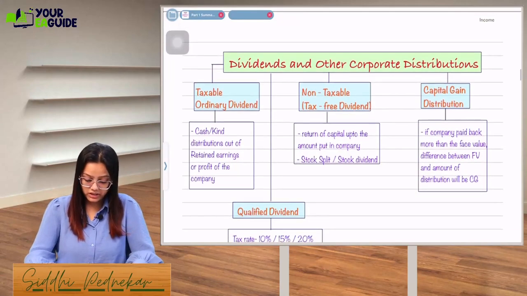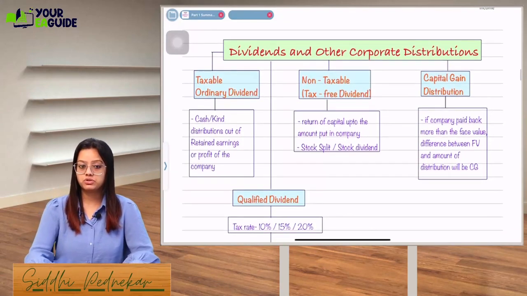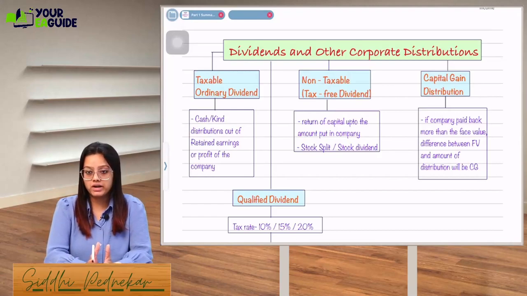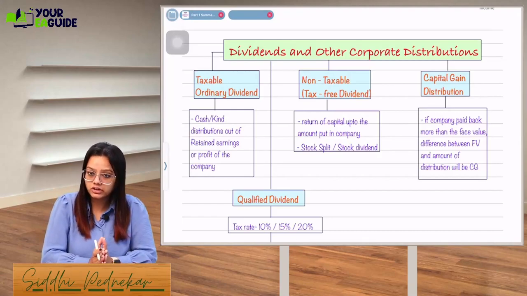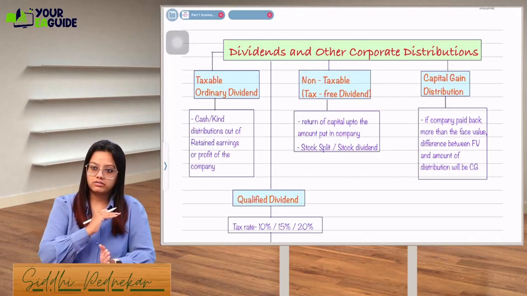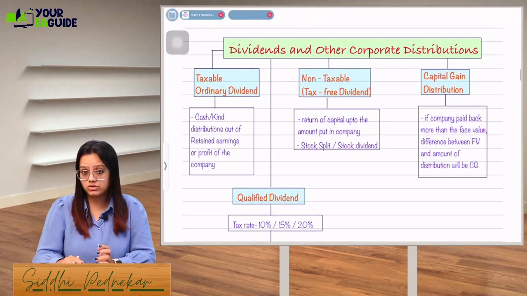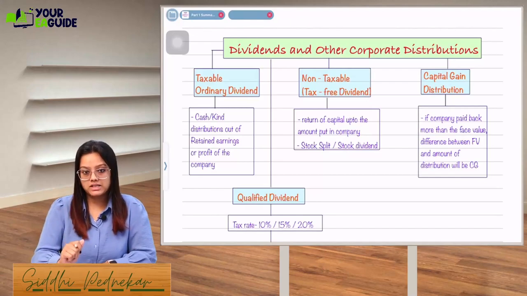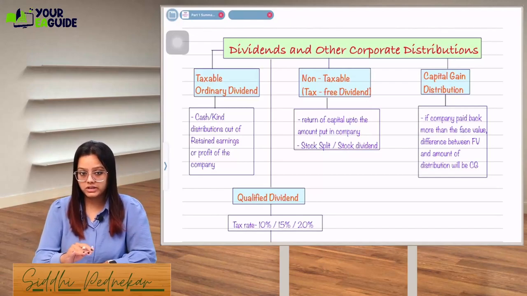Next is dividends and other corporate distributions. This is very simple to understand. I know that there is a lot of theory in our book, from the class notes, please do read the theory, but right now just understand the quick concept, which will be helpful in solving the exam questions.